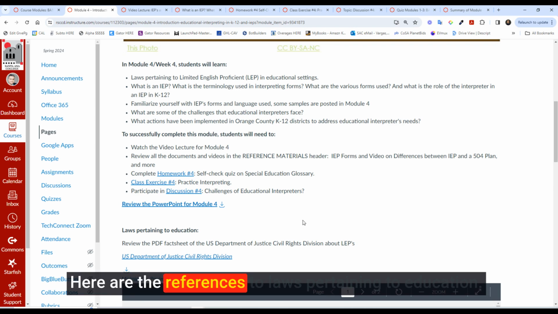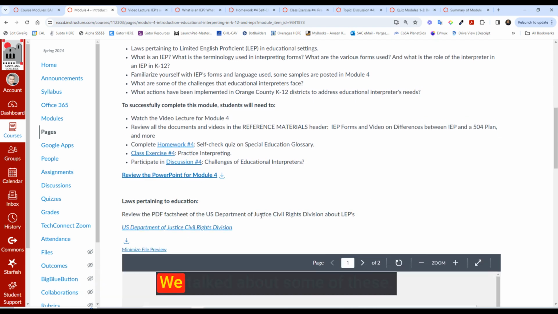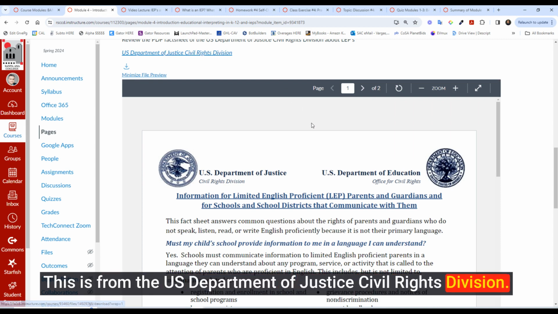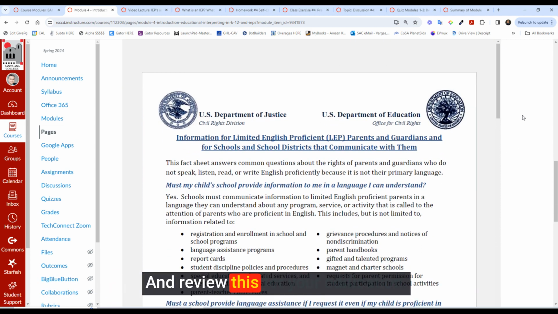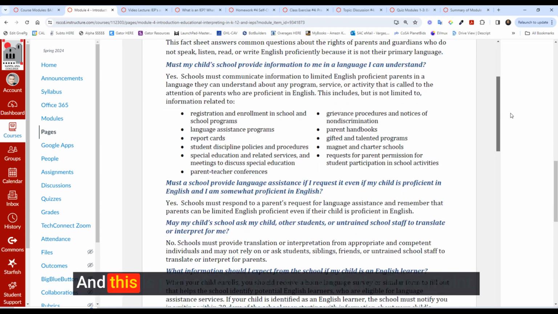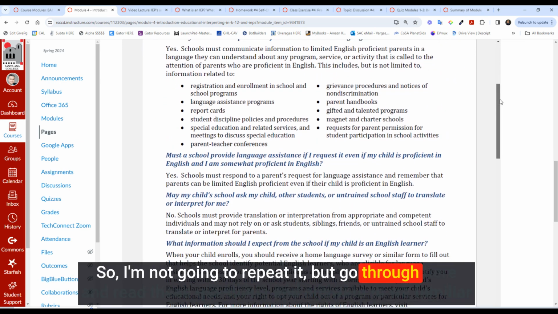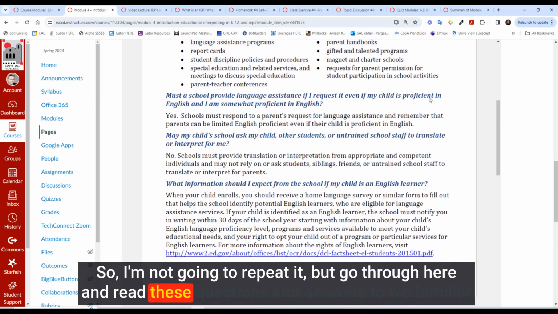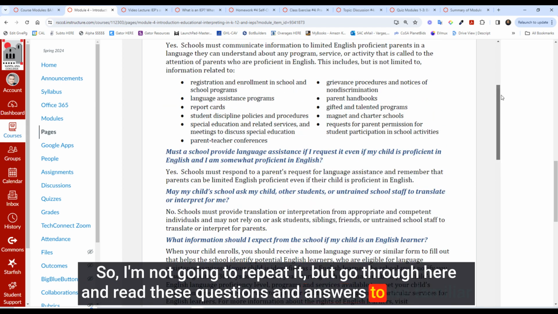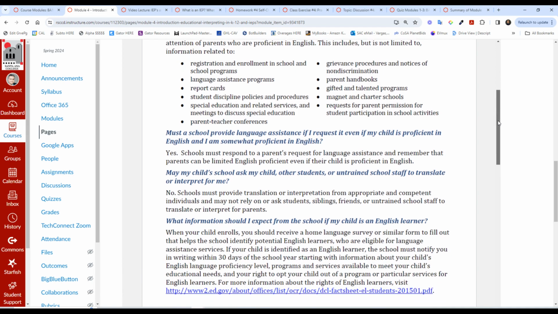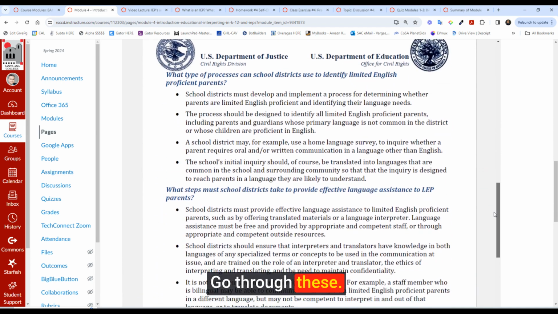Here are the references to laws pertaining to education. We talked about some of these. This is from the U.S. Department of Justice Civil Rights Division. And review this for your edification. And this is part of what we covered in the PowerPoint, so I'm not going to repeat it, but go through here and read these questions and answers to be familiar with translation and interpretation in education. Go through these.